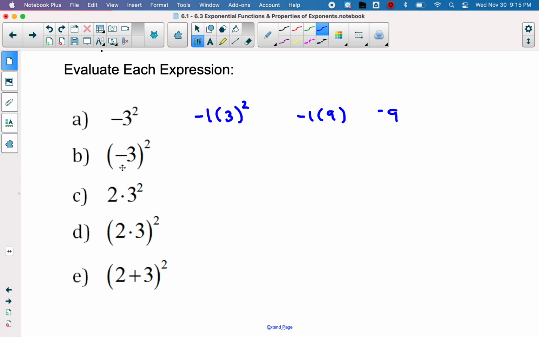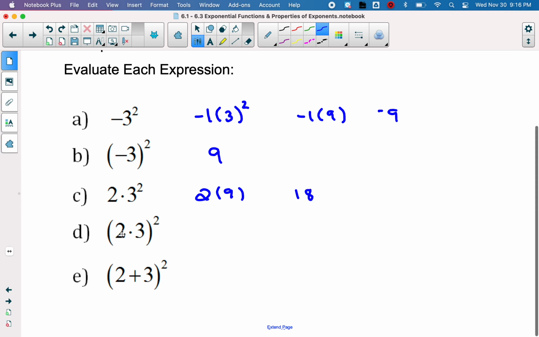Now the -3 is grouped and squared, so we're just going to square -3, and then we have a +9. Here to the left, again, order of operations runs everything. We must square 3 first. Exponents come before multiplication here. So this is really 2 times 9, which is then 18.